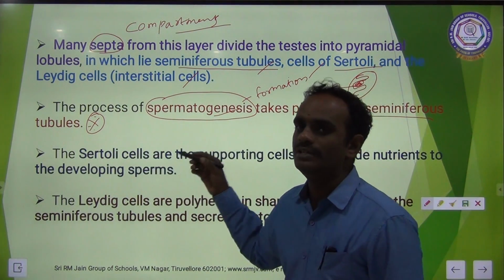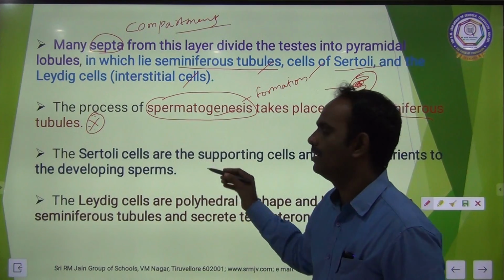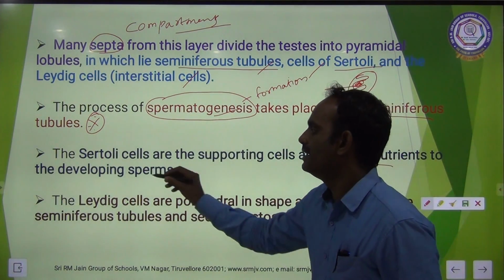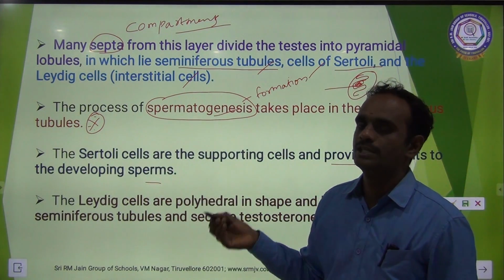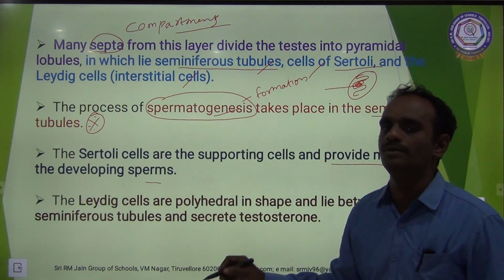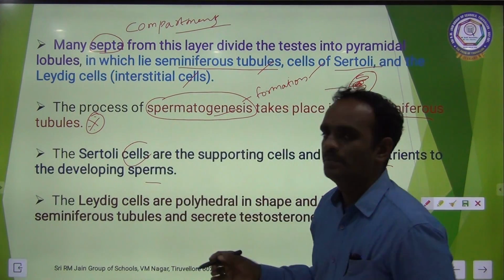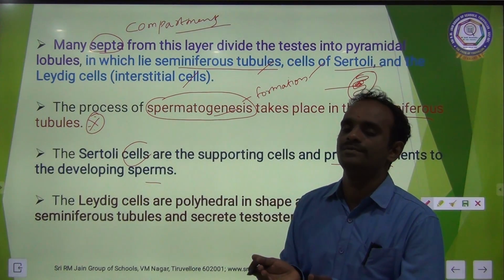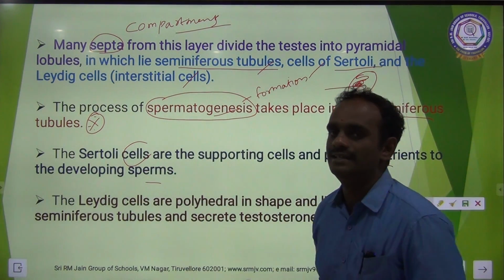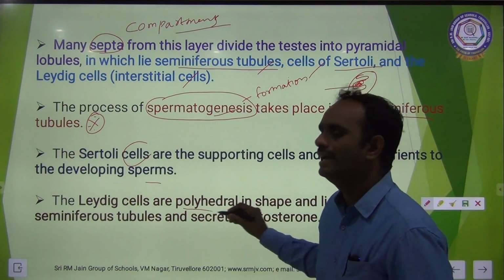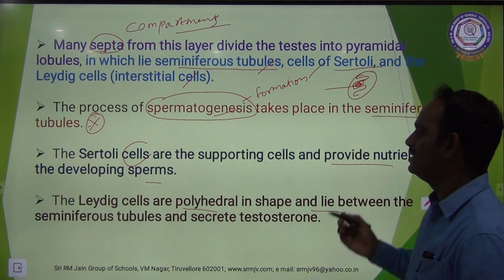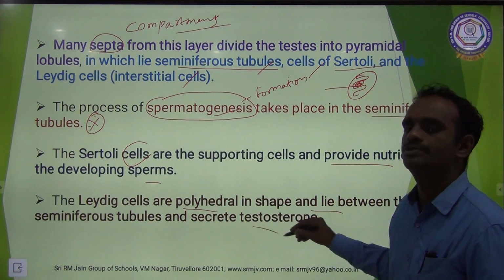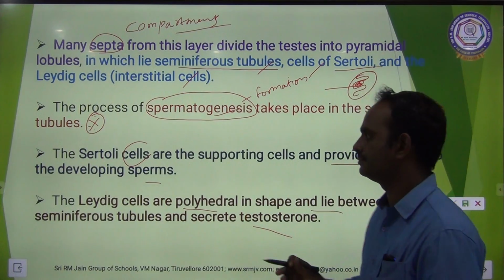And then the Sertoli cells, I said no. The Sertoli cells are the supporting cells and provide nourishment to the developing sperms. So sperms are developed in the seminiferous tubules. These Sertoli cells provide support and also give some nourishment to the developing sperms. The next one, the Leydig cells. Leydig cells are polyhedral in shape and lie between the seminiferous tubules and secrete a hormone called testosterone. Clear, children?